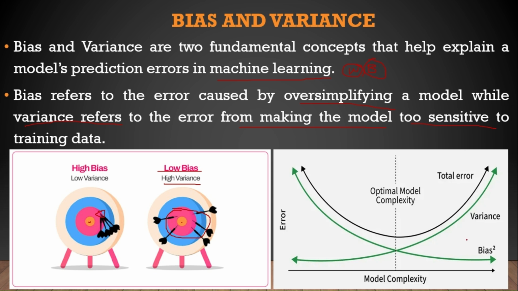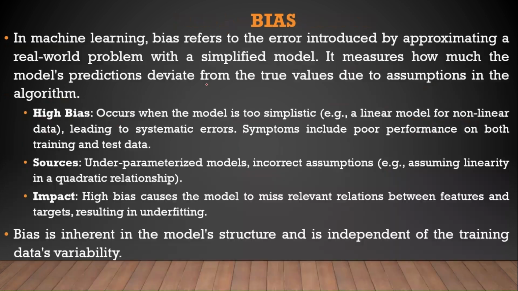Here you can see some graphical structure. We'll see that in depth later. Keep in mind we are going to calculate the total error with the help of bias and variance, and we have the optimal model complexity here. These positions will be calculated with the help of the bias square and variance. So let us go in depth on this topic. First we start with bias.